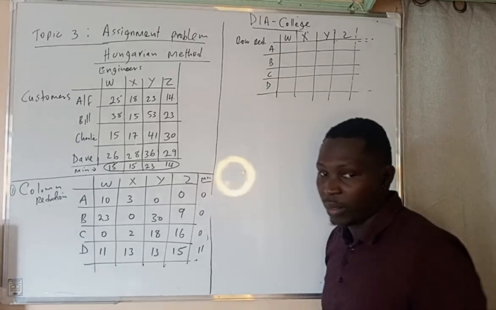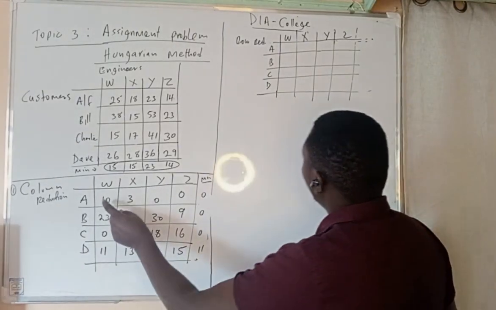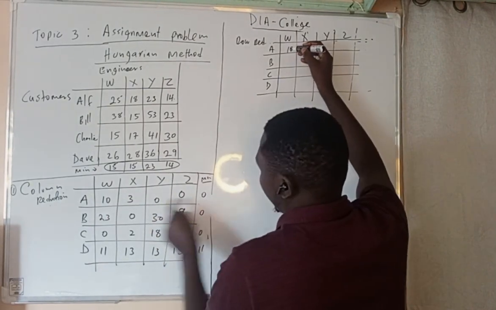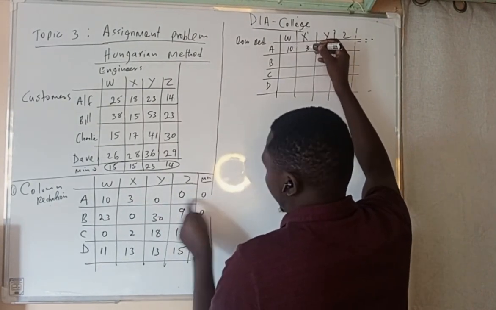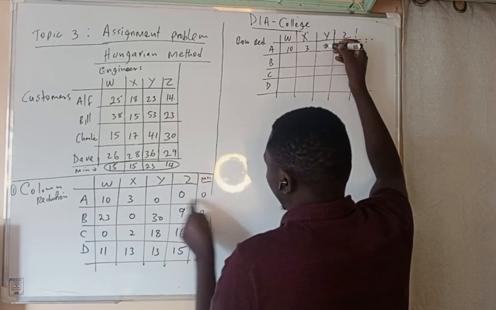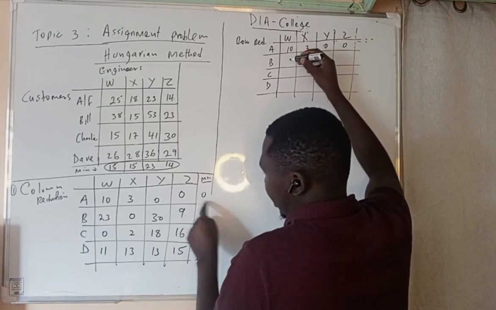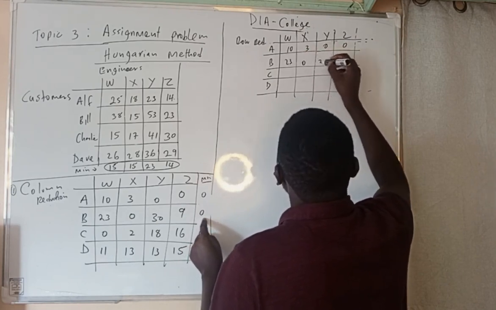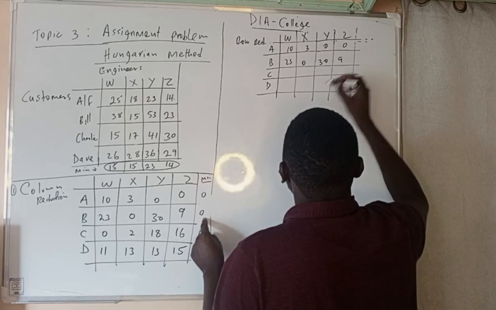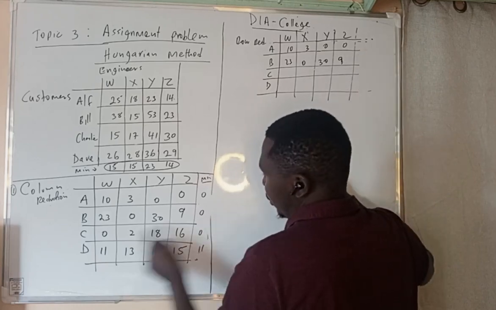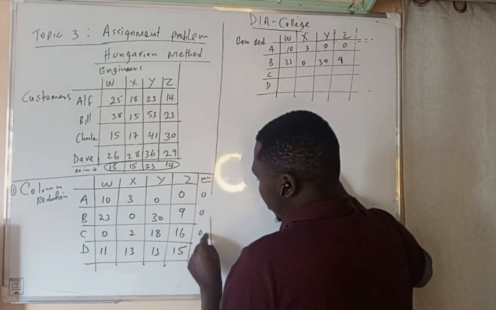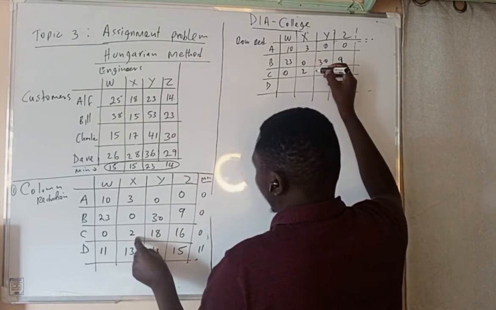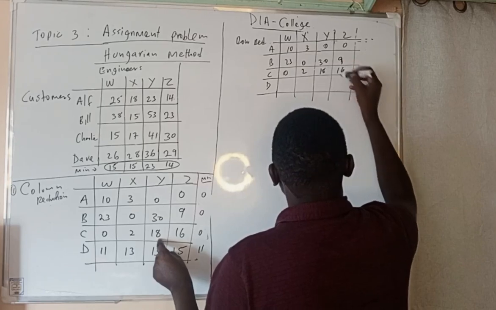So let me perform row reduction. So I'm going to get every value minus the minimum value. So 10 minus 0, I'll have 10. 3 minus 0, 3. 0, 0, 0. Then the second row, 23 minus 0, 23, 0, 39. Alright. Now the third row, 0 minus 0. Of course, the minimum is 0. So 0, 2, 18, 16.